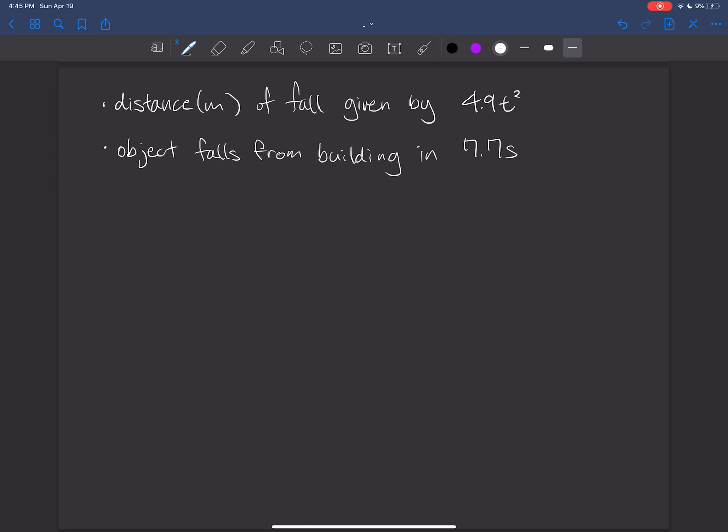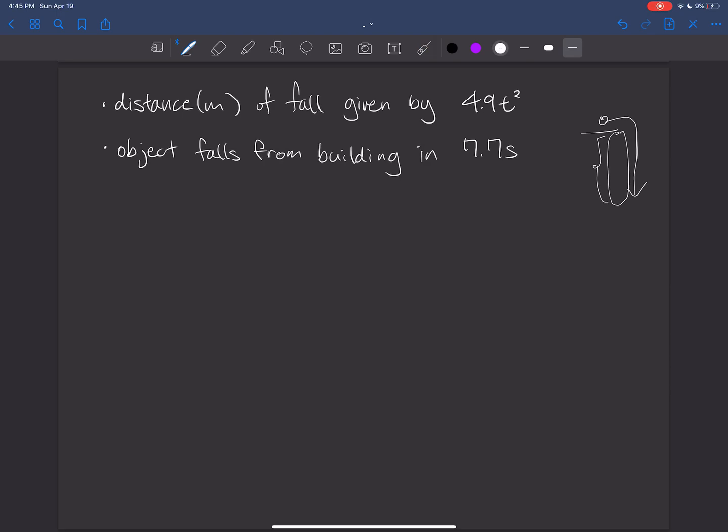All right. So if we have an object falling from a higher place, the distance of it falling is given by 4.9t squared, where t is the time it takes to fall in seconds. All right, and we have an object that falls from the building, the First Canadian Place in Toronto, and it falls in 7.7 seconds. Okay, so we are given the t, and we want to find the distance, the height of the building.